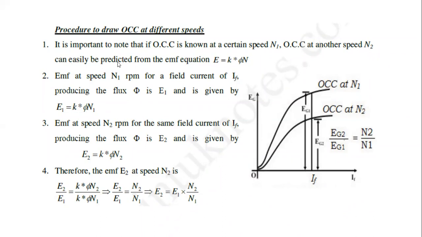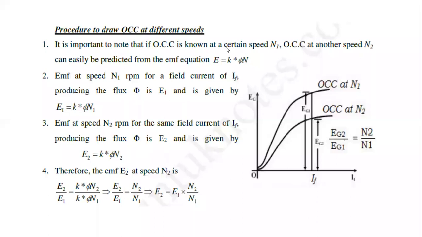This can easily be predicted from the EMF equation, E equals K into phi N, where K is the constant. The EMF at a speed N1, from a field current IF producing the flux phi, is E1, given by E1 equals K into phi N1. Due to the N2 speed, we develop E2, therefore E2 equals K into phi N2.